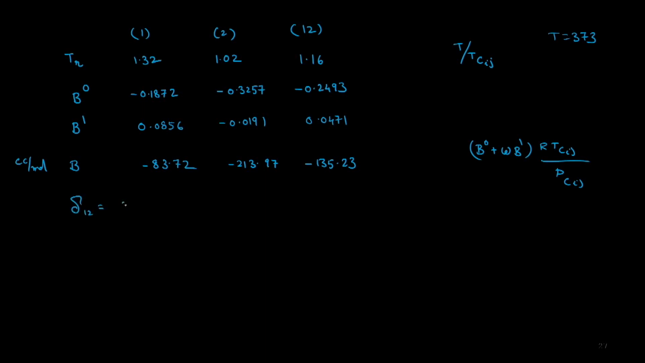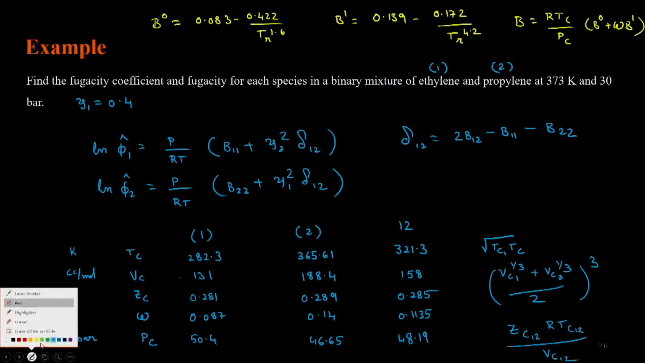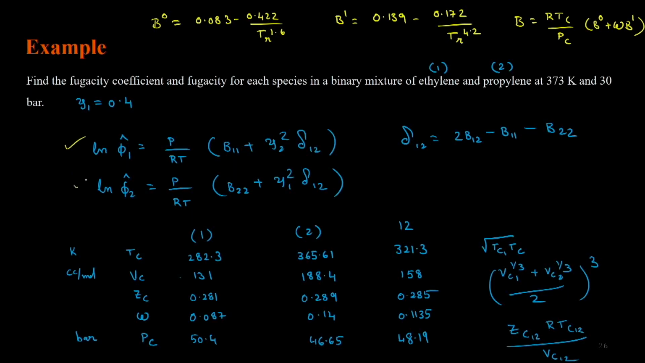can calculate delta 12, which is 2 B12 minus B11 minus B22. That will be 2 times negative 135.23 minus 83.72 minus 213.97, and this value turns out to be positive 27.23. Once I have delta 12, I can calculate ln phi1 hat and ln phi2 hat. I'll go back to this equation here to calculate ln phi1 hat and phi2 hat, these two equations.